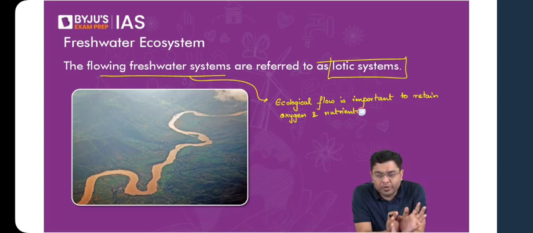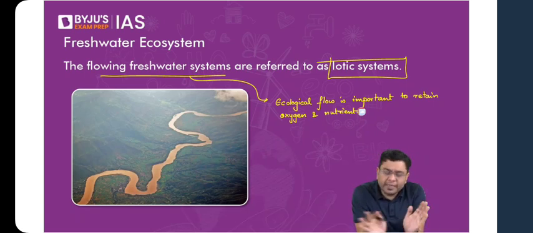Okay, it will be mostly available in the youthful and the mature stage. Even when you talk about the later or old stage of the river, there also some flow will be there. It is not as if the water will be stagnant. So some flow will be there, and that flow is important.